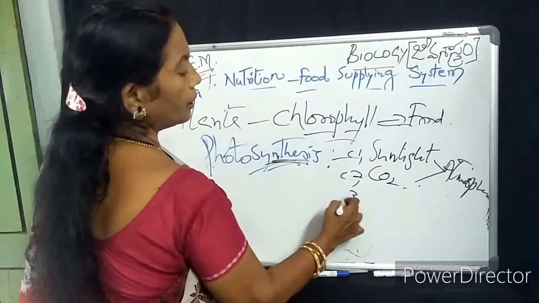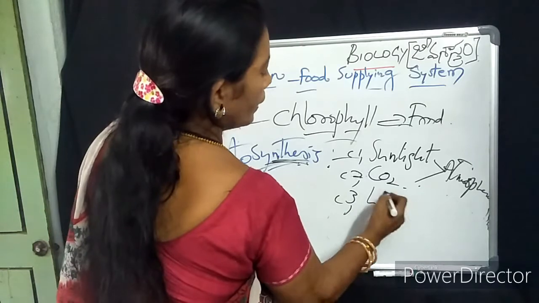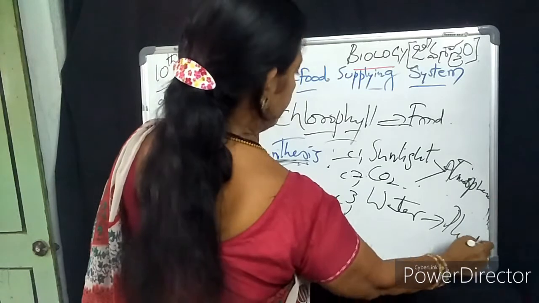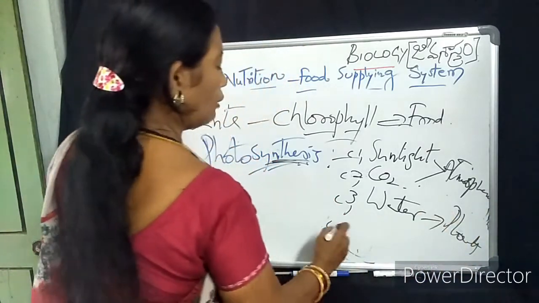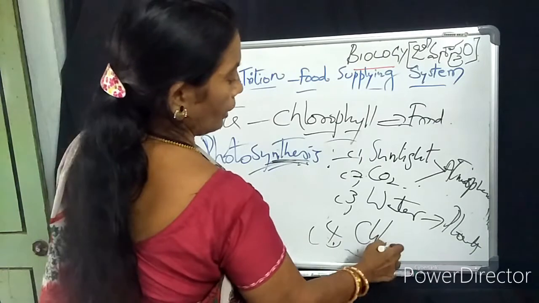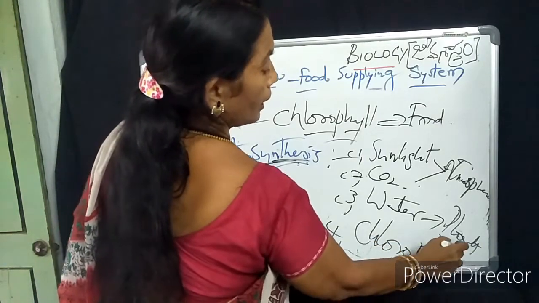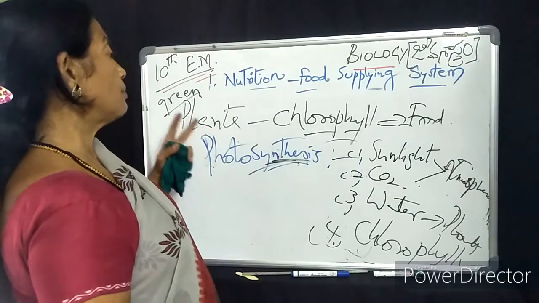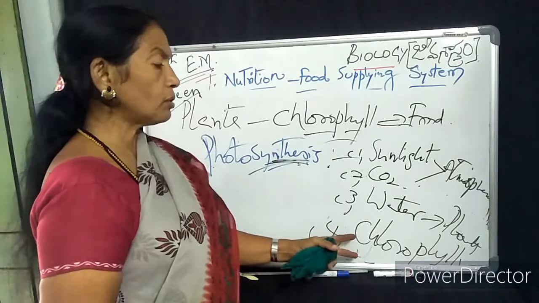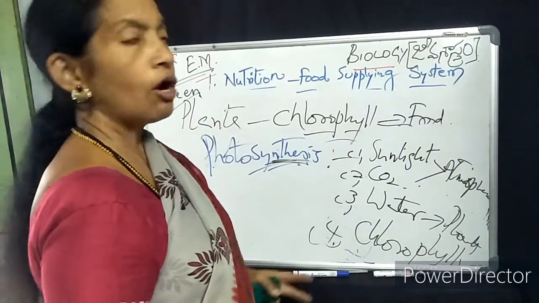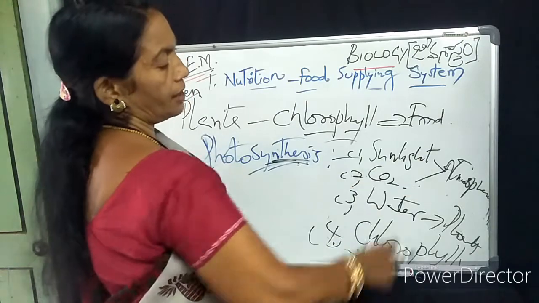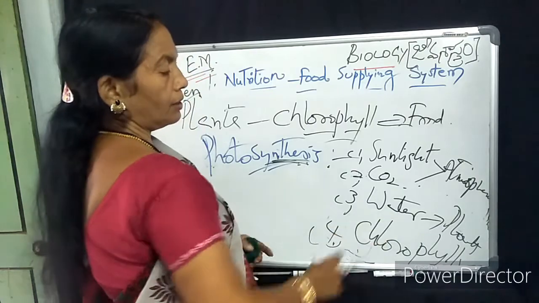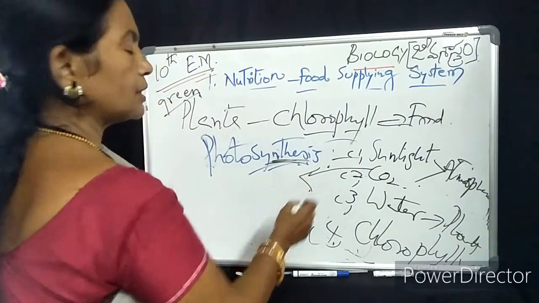1, 2, and the third one, water, which is present already in the plants. And the fourth one, chlorophyll. From the beginning itself, we are talking about this chlorophyll. These green plants have green color, which is by means of this chlorophyll. So this chlorophyll helps to prepare food with the help of sunlight, carbon dioxide and water content in the plant. So we should discuss this carbon dioxide.